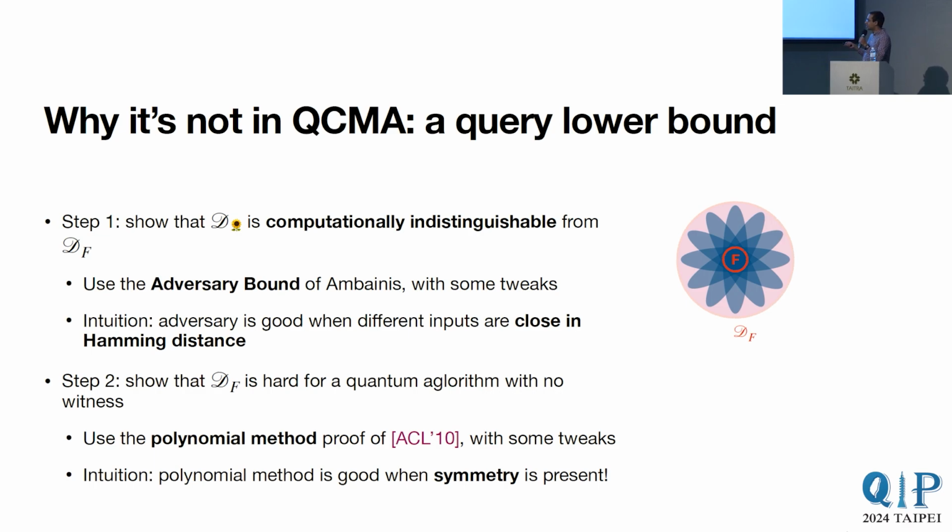And I should say that the original ACL proof also uses the polynomial method. It's really a refined version of the polynomial method using rational functions, and we follow them for this part. So this part is quite similar to their analysis.